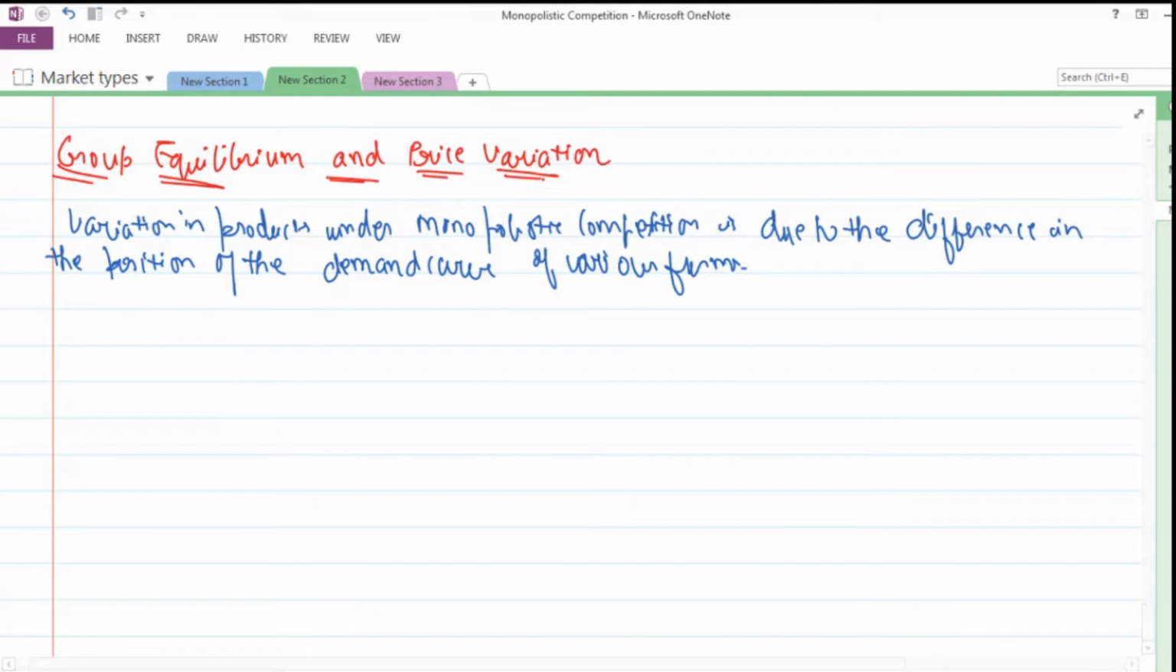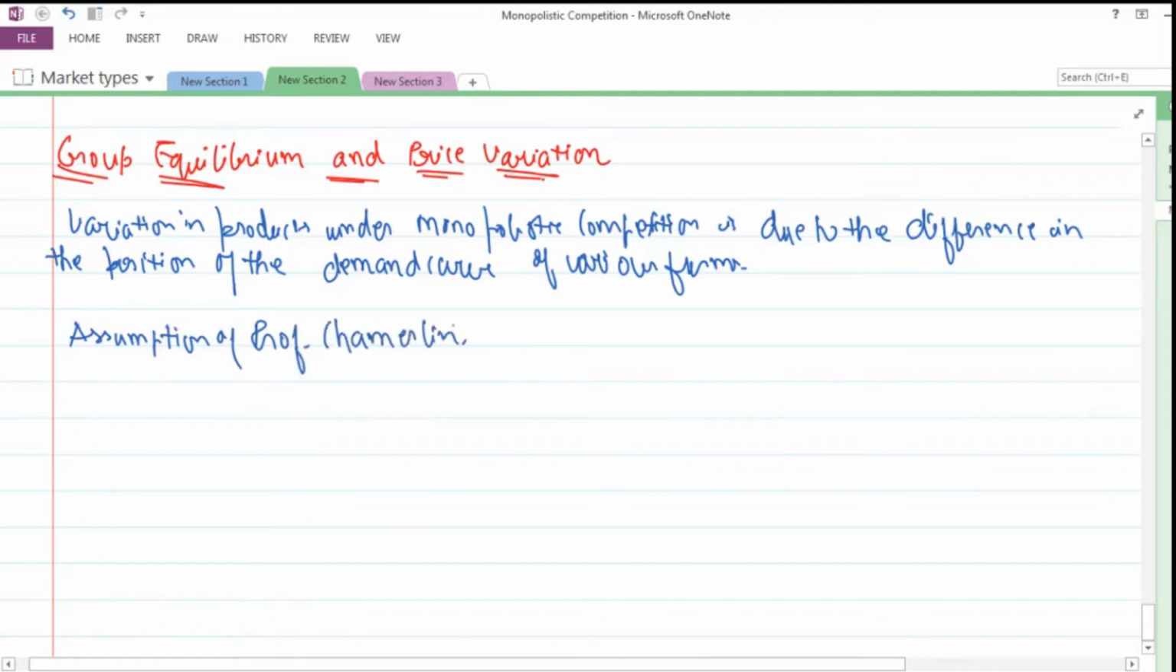As a result, there exist differences in prices, outputs, and profits of various firms in the group. For the sake of simplicity in analysis, for group equilibrium, Professor Chamberlain has ignored these differences by adopting an assumption.